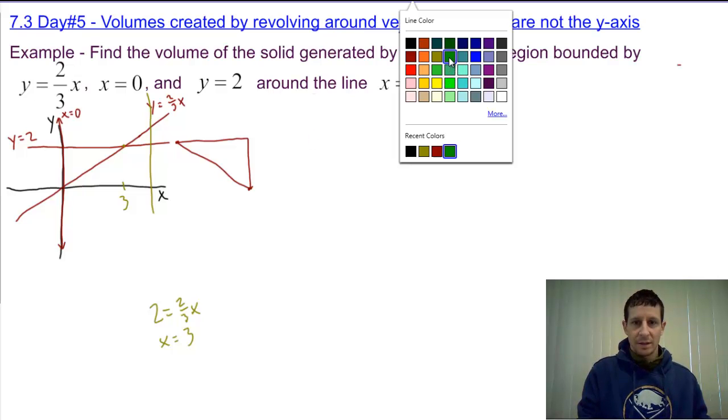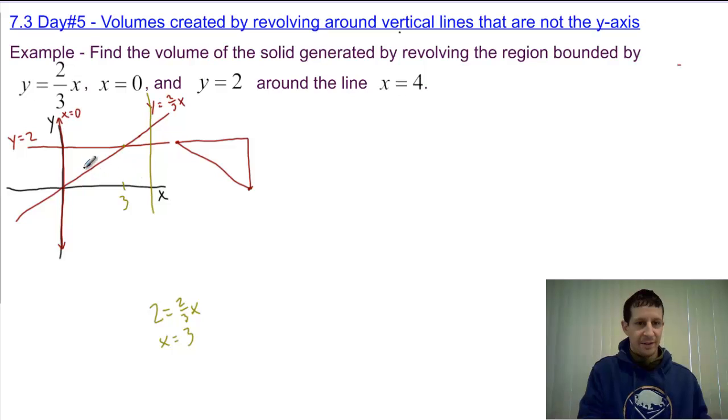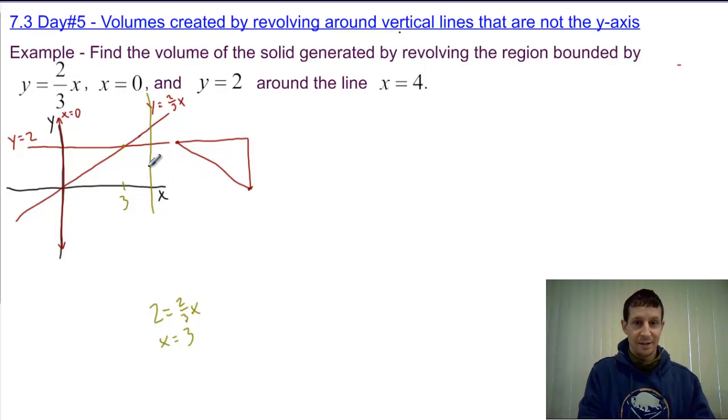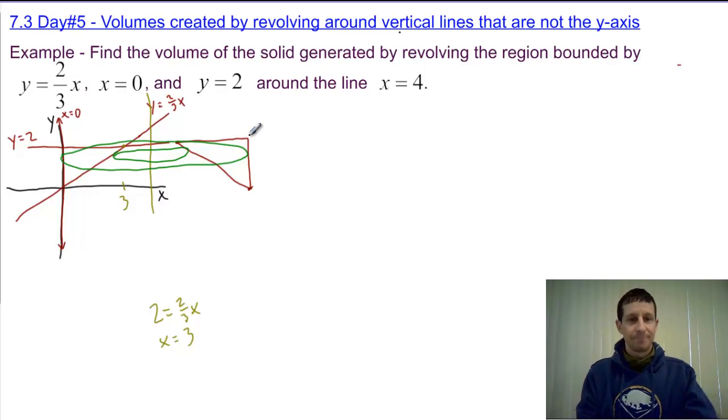So it looks like we're going to have, again, if this was our region revolved around this way, we're revolving this way this time, so that's the way our circle should go. They should be centered on this line x equals 4 right here. Looks very much like then a washer problem where we're going to have some sort of hollow center, and then each time we'd have some sort of larger solid circle.